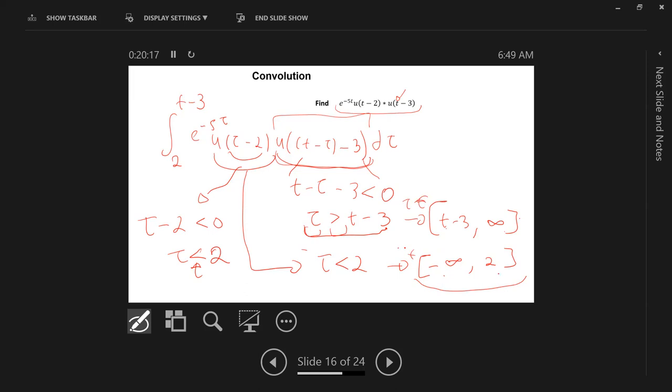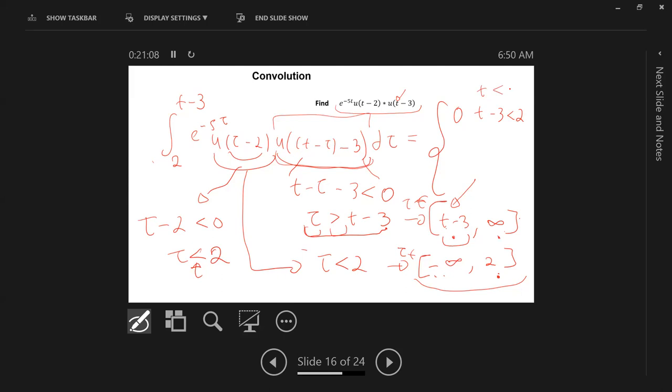Okay, but now that we have these two inequalities, what else do we know about this integral? What would happen if this t minus 3 happened to be less than 2? Yeah, so basically this whole integral is equal to 0 whenever t minus 3 is less than 2, because it would be 0 from negative infinity to 2, and 0 from a number less than 2 to infinity. So it's 0 from negative infinity to infinity. Another way to say that is that for t less than 5, this thing is 0.